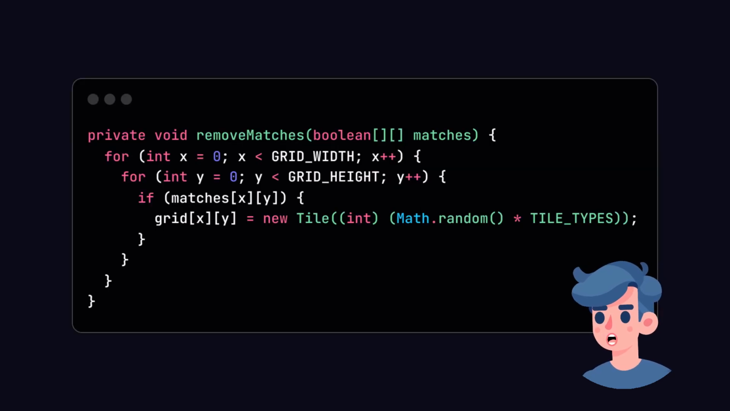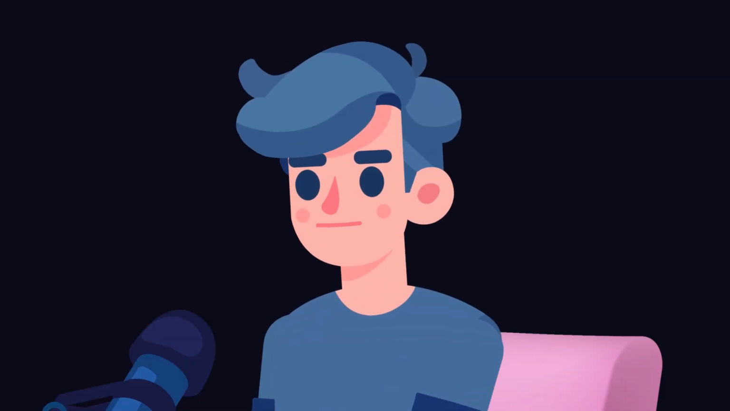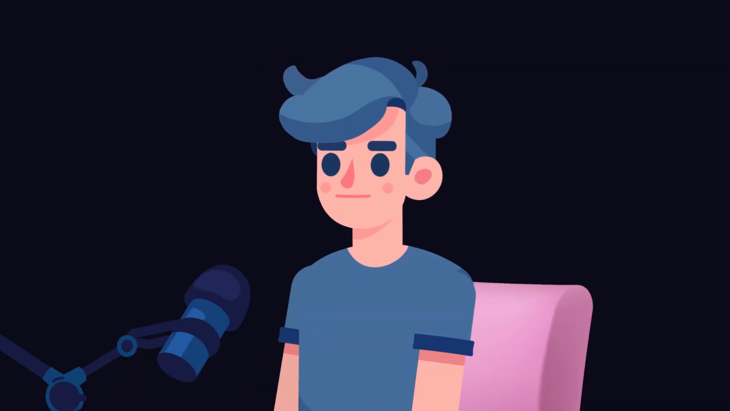After identifying the matches, we need to remove the matched tiles from the grid. Update the checkMatches method accordingly. Finally, call the checkMatches method after a swap in the handleTileSelection method. Compile your project and test the matching logic. After swapping tiles, you should see matched tiles reset to new random types.